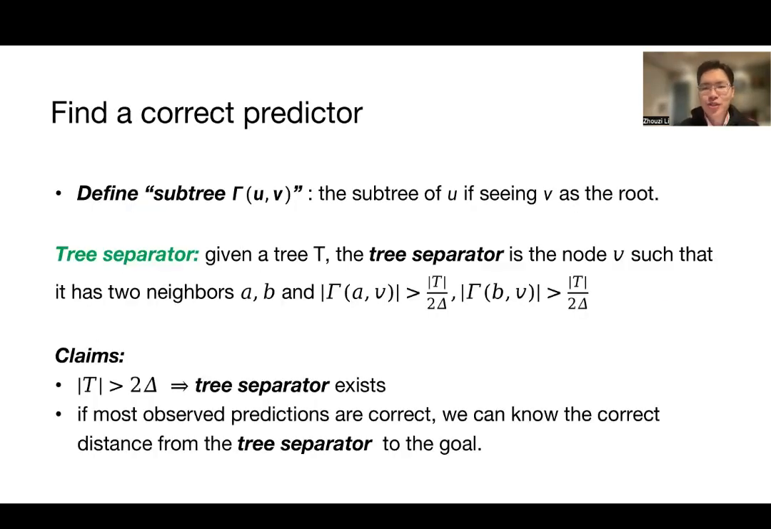Now we define the tree separator. Given tree T, the tree separator is a node V such that it has two neighbors A and B, and both A's and B's subtrees have size larger than T divided by 2 delta. Two claims are made. First, this tree separator exists, and second, we can know its correct prediction.